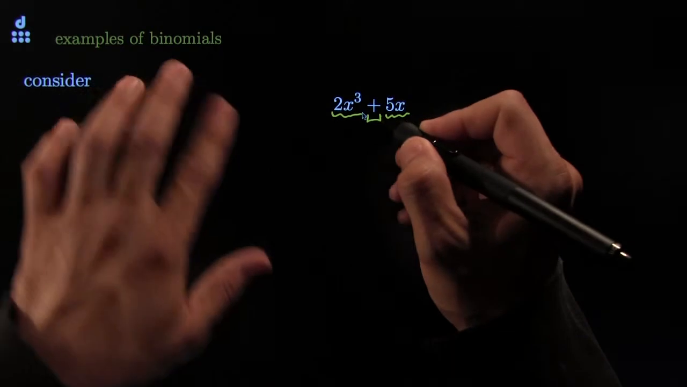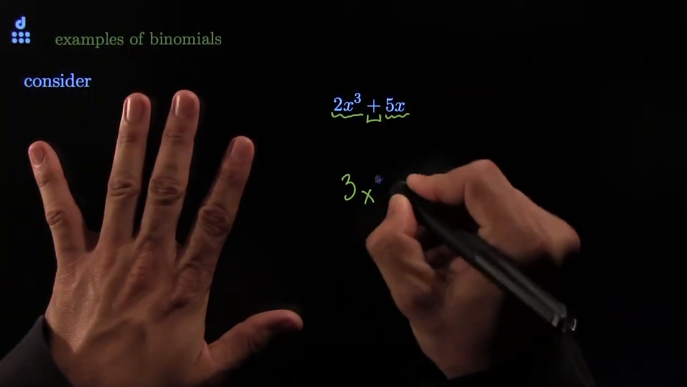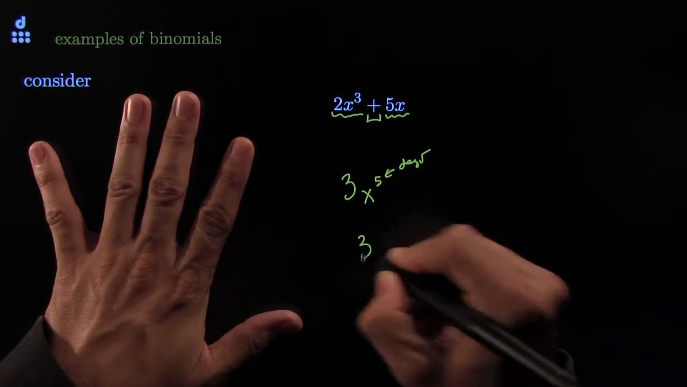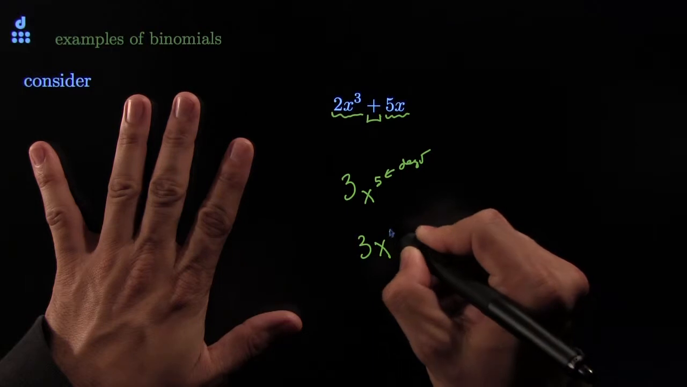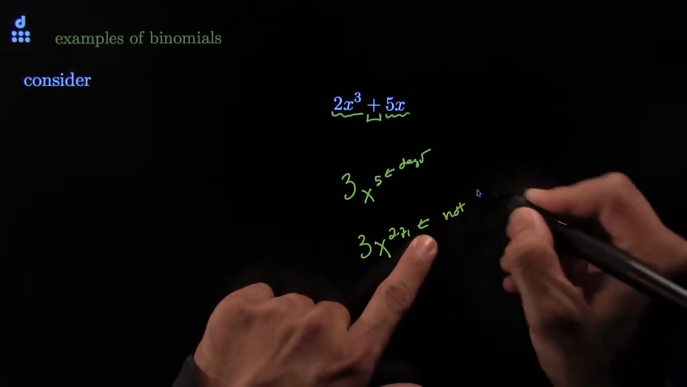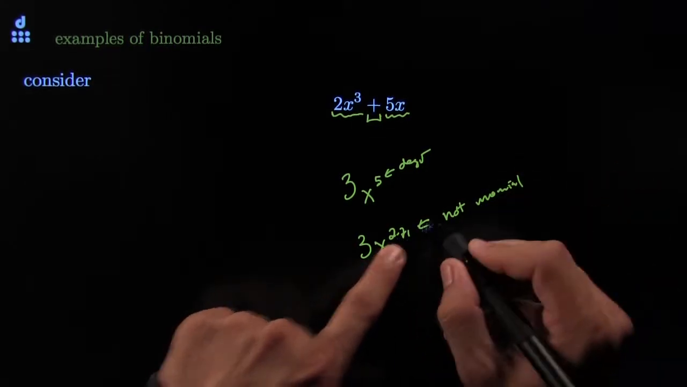Let me explain something. For our purposes, we will only call polynomials if these exponents are natural numbers. For example, x to the 5, that's okay, that's degree 5. But if you have 3x to the 2.71, that's not a natural number, so we won't call this a monomial. It's still a term, but it's not a monomial.